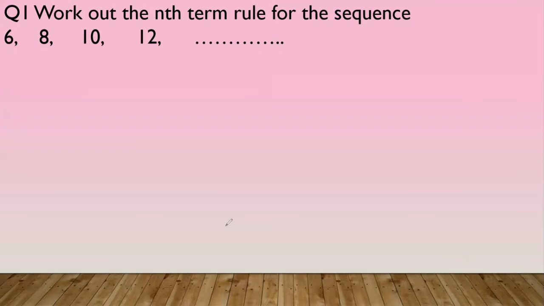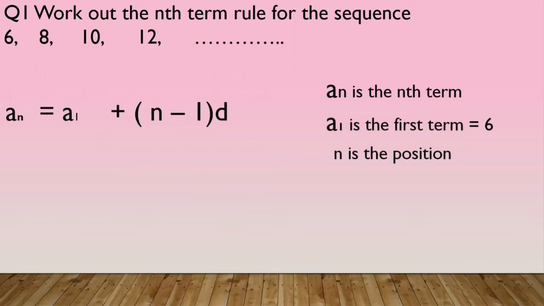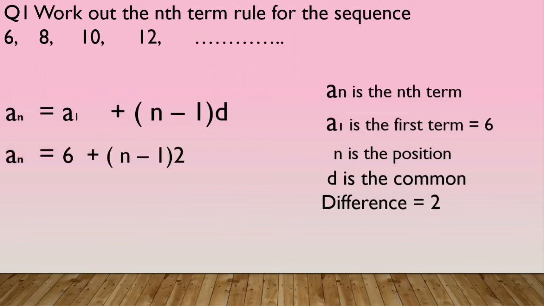So let us understand with the help of the formula how to come to the nth term rule. Here is the formula: an is equal to a1 plus n minus 1 into d. Here an is the nth term, a1 is the first term which is 6, n is the position and d is the common difference which is 2. Now we substitute these values in the formula. So we get an is equal to 6 plus n minus 1 into 2. On solving this, we get 6 plus 2n minus 2.